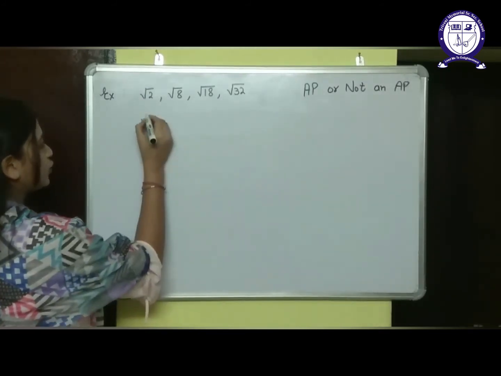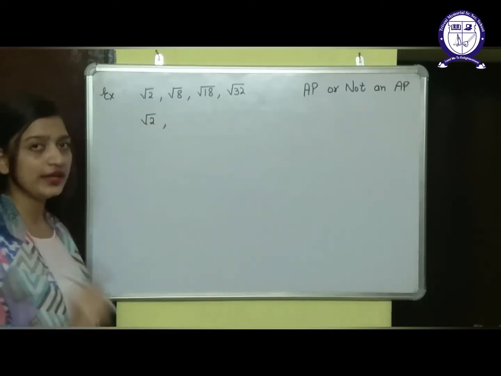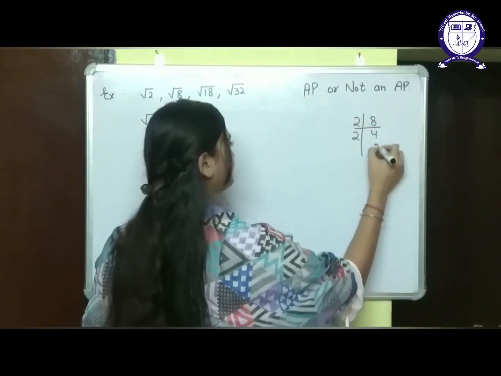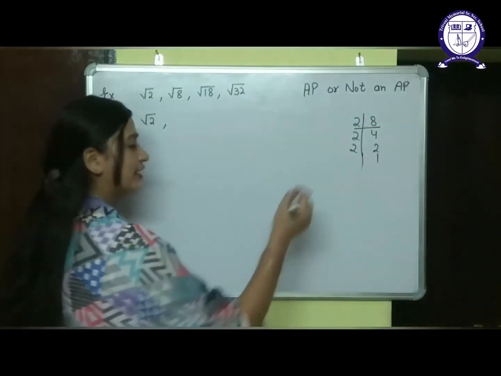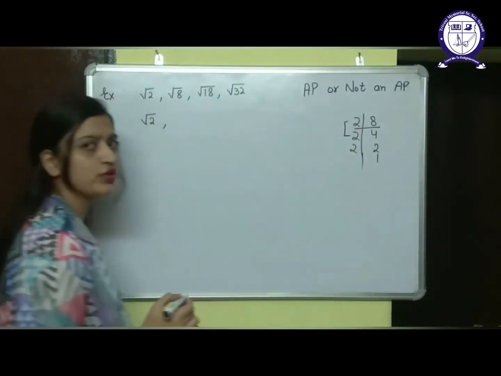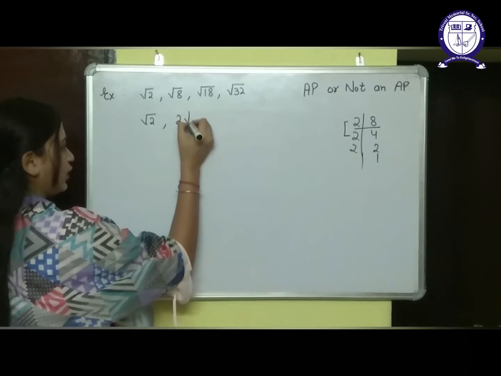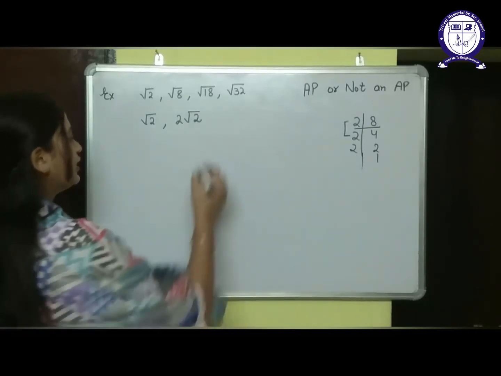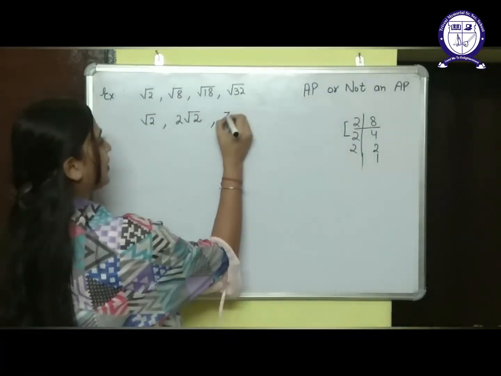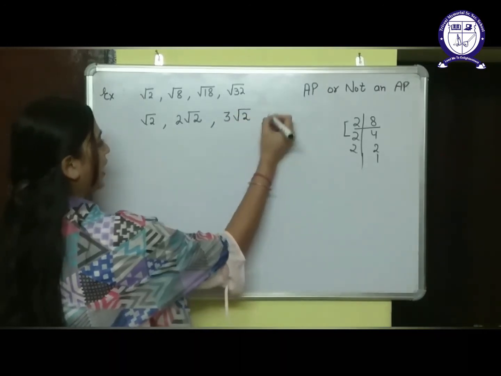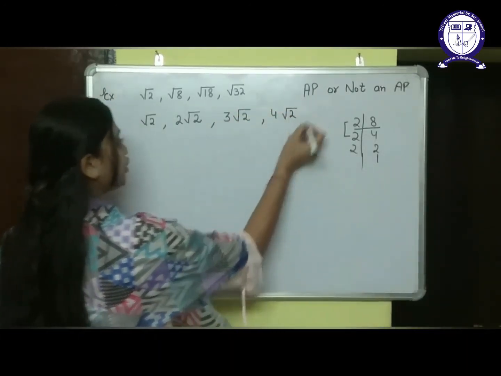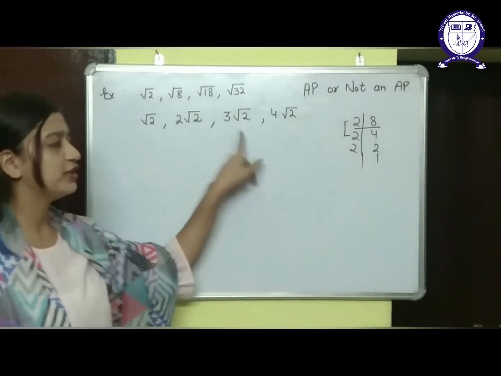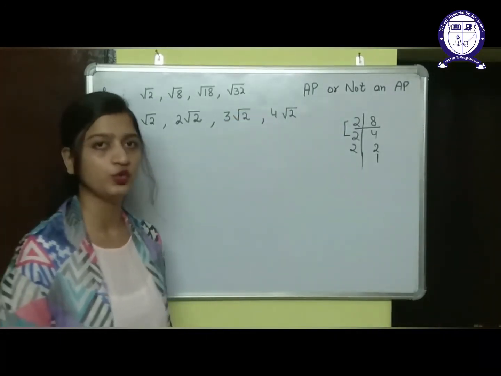Now root 2 will be root 2. We cannot change it. But root 8 can be changed by prime factorization. Now 2 has the pair form, so it will come outside and 1, 2 will remain inside. So this is my 2 root 2. Now coming to root 18, it will be 3 root 2 and root 32 will be 4 root 2. You can check it by finding the prime factorization.